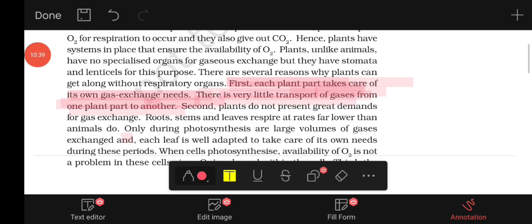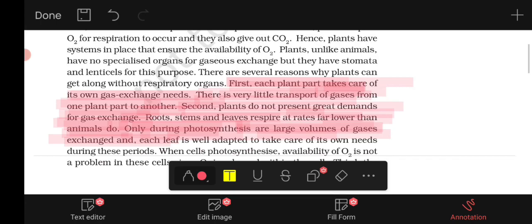So the second reason is plants do not present great demand for gas exchange. Roots, stems, leaves respire at rates far lower than animals do. So their respiratory rate is very slow. They don't present great demand for gaseous exchange. Only during photosynthesis are large volumes of gases exchanged. Only during photosynthesis they require CO2, they give out O2. This is the gaseous exchange. And each leaf is well adapted to take care of its own needs during these periods.